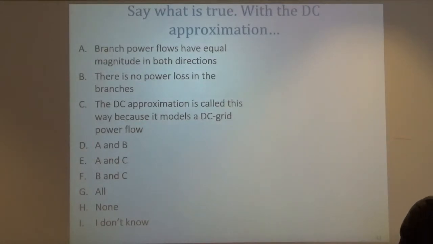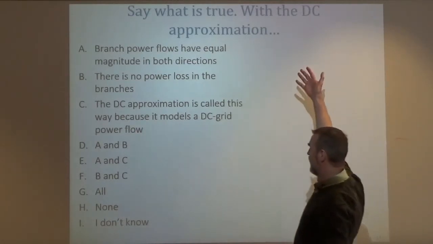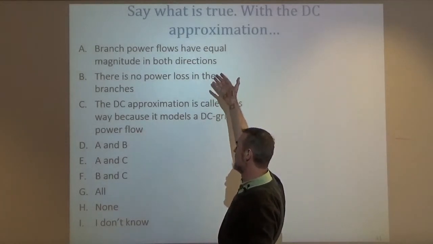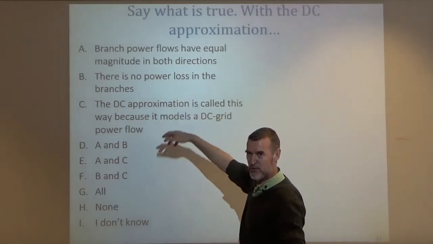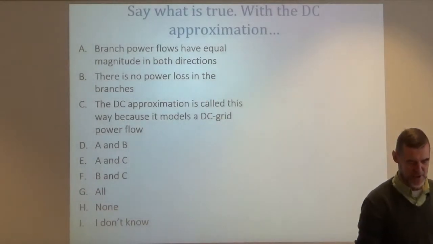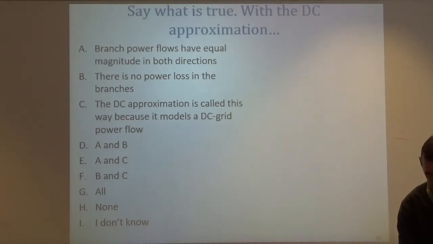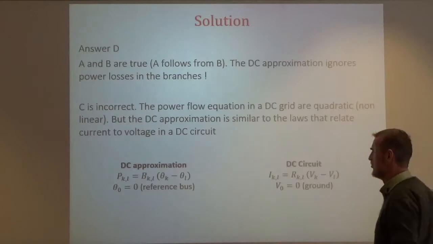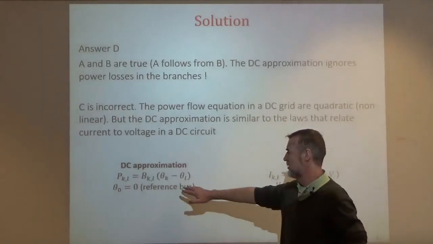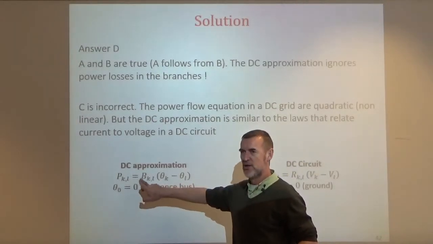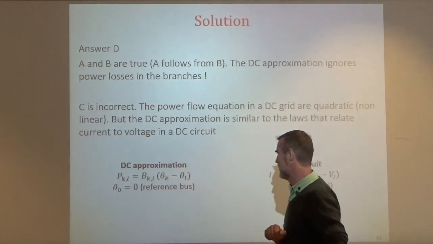Of course, A and B are true. Branch power flows have equal magnitude in both directions because there's no loss. So A follows from B. And we have seen that this is true. Now the question is, why is it called the DC approximation? Well, it seems natural because that's as if the AC grid would be a DC grid, which is correct, but not really for power flows. In the DC approximation, the power is equal to this relative to the angle.